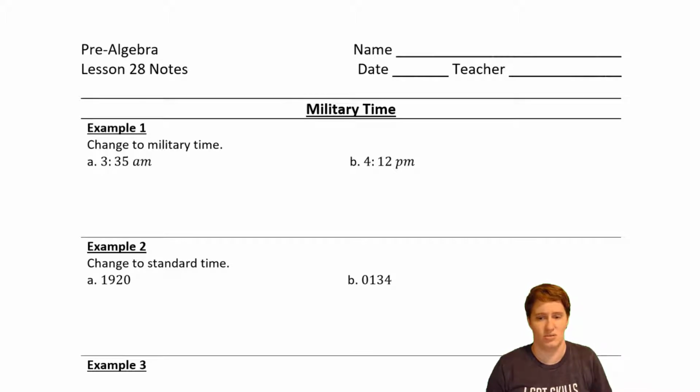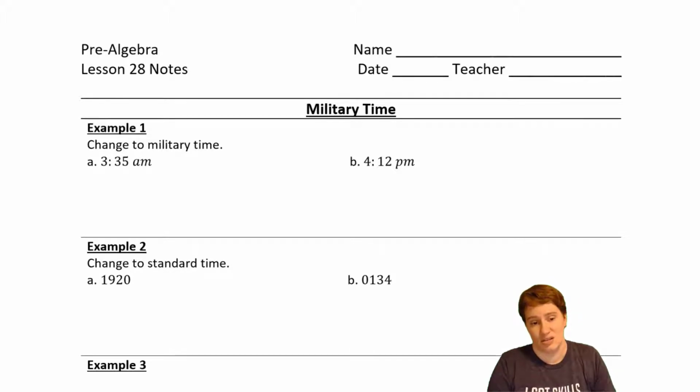0 to 24, I think, for hours. I just realized the time between midnight and 1 a.m. on military time might be like 0023. I hadn't really thought about that before.